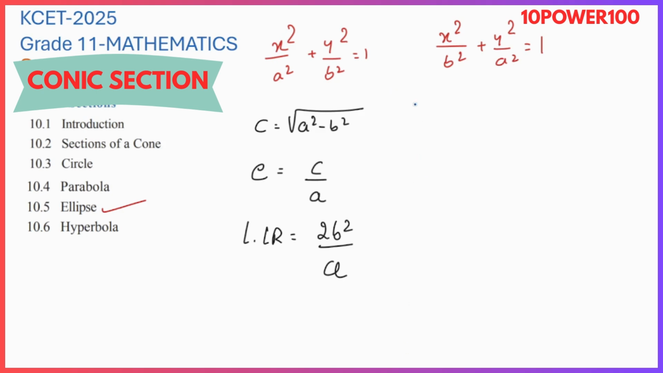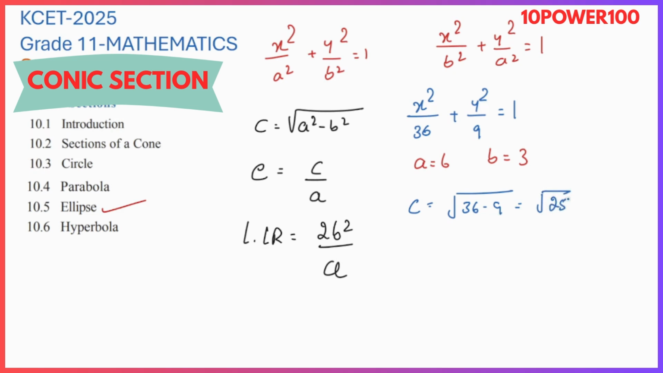Now for example, if I take x square by 36 plus y square by 9 is equal to 1, this is major axis on the x-axis. In that case, comparing a square with 36, we get a value 6, and b value we get is 3. Now if you have to find the c value, c is equal to square root of a square minus b square, that is 36 minus 9. 36 minus 9 is 25. So the square root of 25 is 5. So c value is 5.